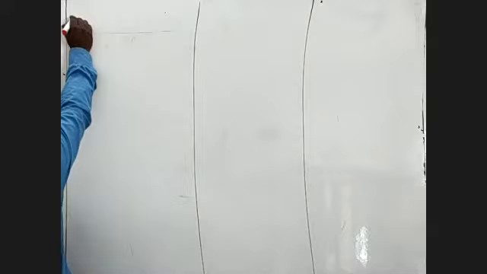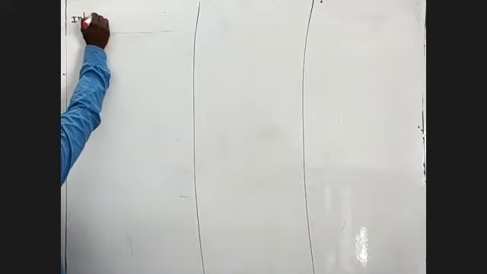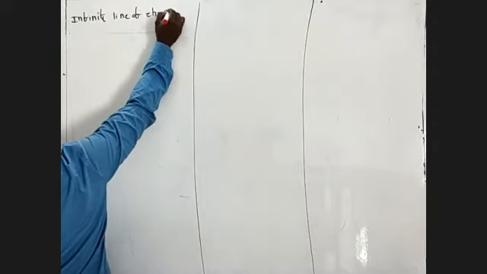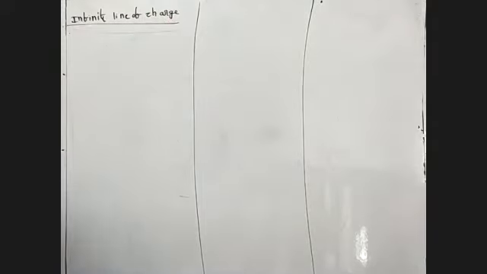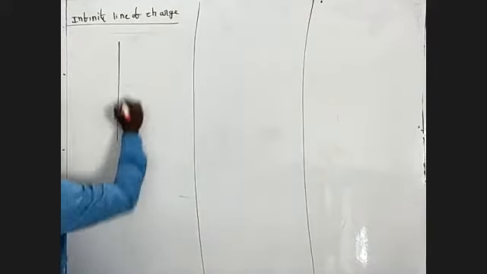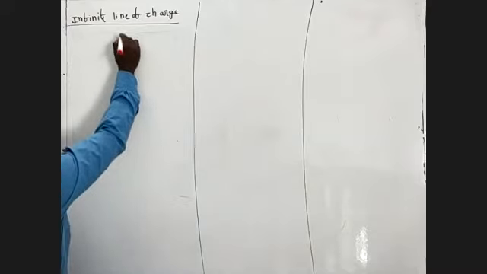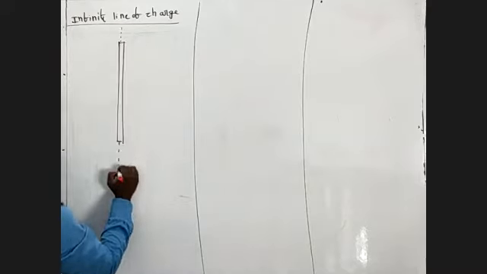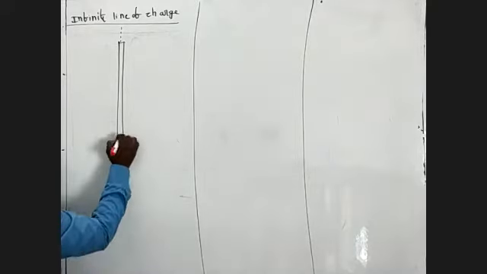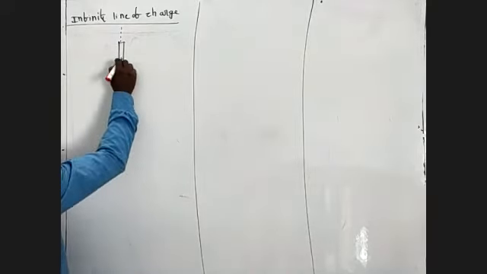Now, the infinite line of charge. The first application of Gauss law is this. This is a wire, a long infinite wire. The positive charge is uniformly distributed along the wire.